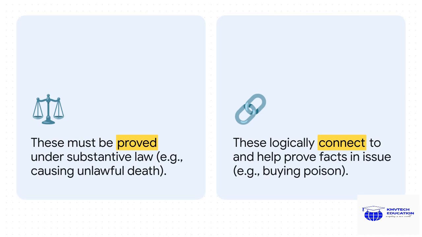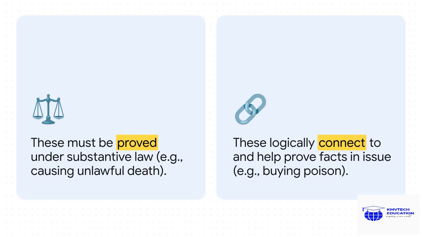On the left, we've got facts in issue. These are the specific things a party absolutely must prove or disprove to win their case. They arise directly from substantive law. For example, in a murder case under the Penal Code Act, Cap 128, the facts in issue include whether the accused caused the death, whether the death was unlawful, and whether there was intention.